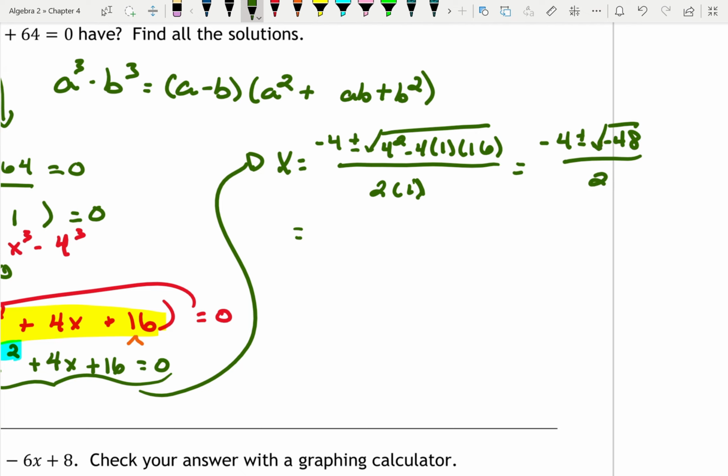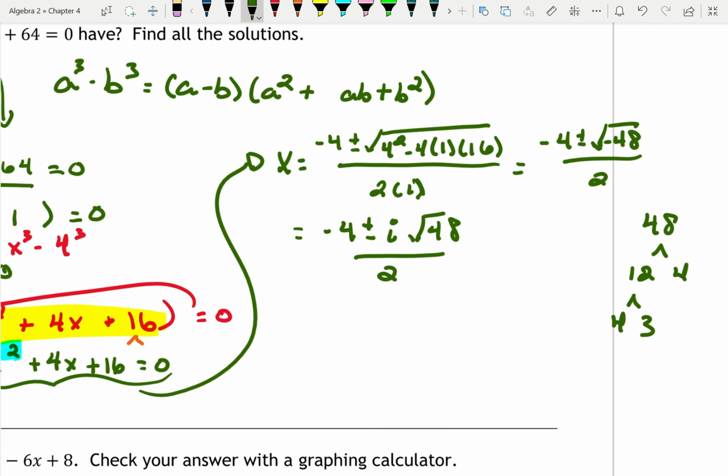Now we can see that negative under the root, which means we're going to have an imaginary solution. So we'll put that i there. We'll have negative 4 plus or minus i root 48 all over 2. Then we want to try to break apart the 48. That's 12 times 4, and 12 is 4 times 3. We could break apart the 4s, but I'm actually going to pause and circle them now, and then I'll circle the 3.